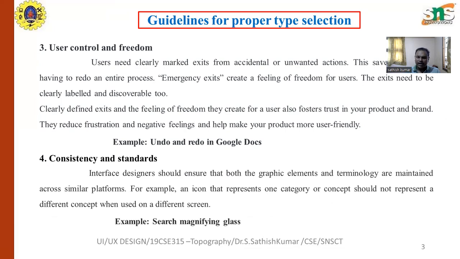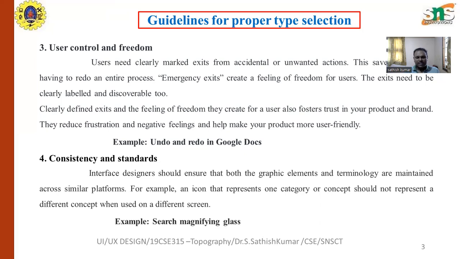So user control and freedom, the third one. Here, undo and redo in Google Docs. So we have an option called undo and redo. Users should have clearly marked exits from accidental or unwanted actions; undo, redo, and an emergency exit create a feeling of freedom for the users. The exits need to be clearly labeled and discoverable too. Clearly defined exits and the feeling of freedom they create also foster trust in your product and brand. They reduce frustration and negative feelings, which helps make your product more user friendly.